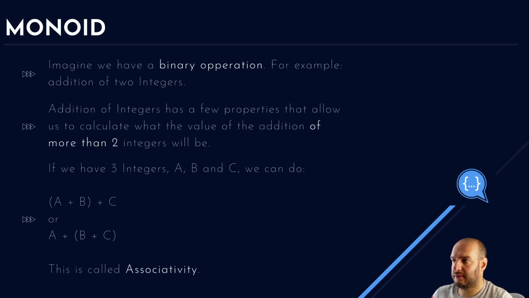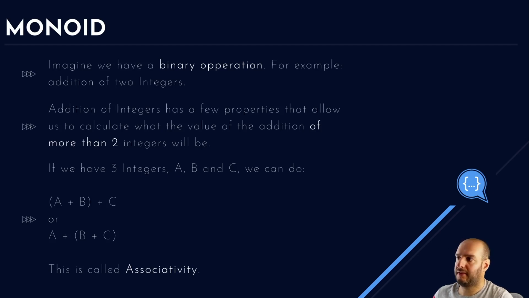Imagine that we have a binary operation, for example, the addition between two integers. Addition of integers has a few properties that allow us to calculate the addition between more than two integers, because a binary operation is basically an operation between two operands, so two parameters. And if we want to extend it for more than two, then you have to have certain properties. For this case, what we would like is to have a property called associativity, which is if we have three integers, a, b, and c, we could do a plus b, and then we can do plus c, or we could do a plus b plus c, and we'll get the same value as a result. So basically a monoid is something that allows us to apply a binary operation, a function that is supposed to be applied for two operands, to more than two operands.